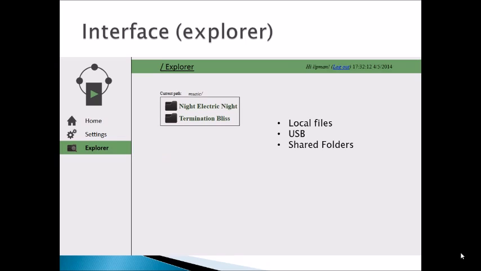Then we have the Explorer. This is a normal Explorer. We can see here folders and files. We can basically see 3 different things: the local files, so the files that the Raspberry Pi has inside, only in the music folder. Also the USB devices, as I said previously, the Raspberry Pi has USB ports, so we can plug in USB devices, and we can also see the shared folders.